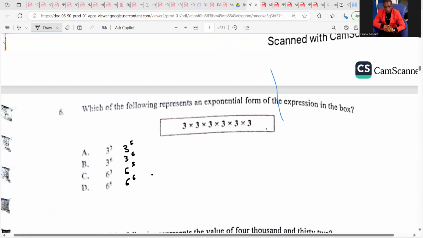Oh, I see yours now. Correct, Rashina. All right, go ahead, Addison. Addison will walk us through this one.